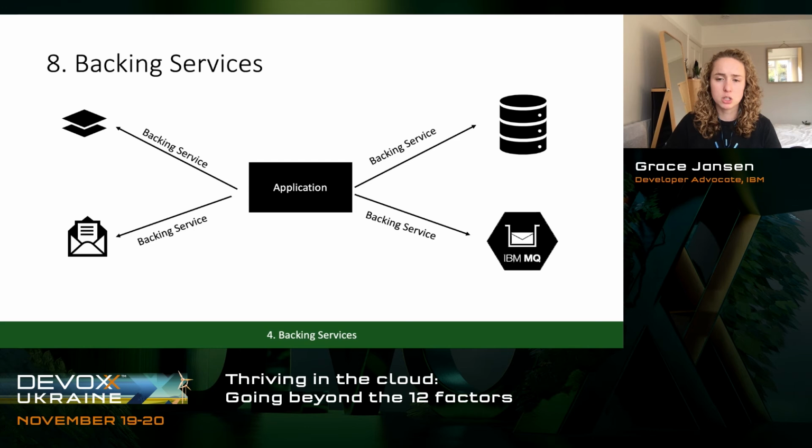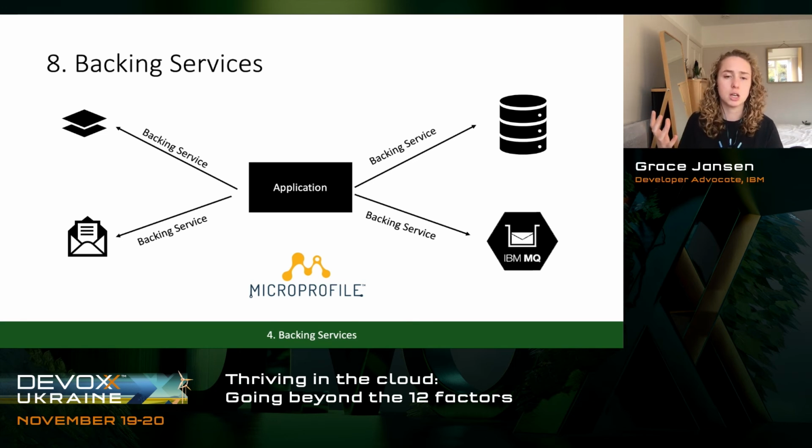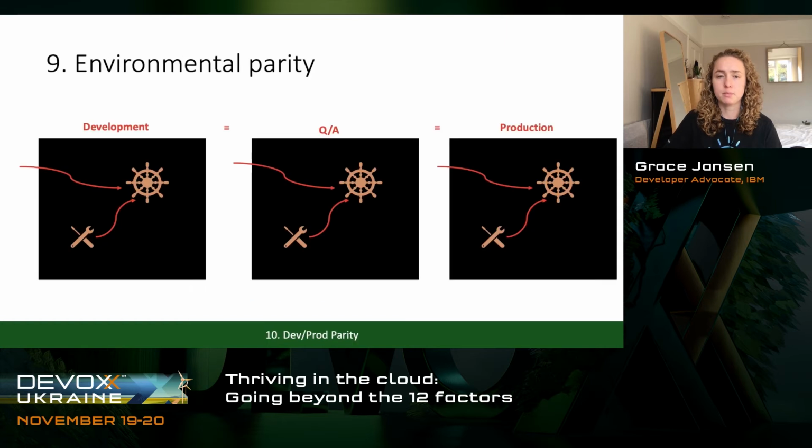So how can we do this? Well, we need to be treating backing services as attached resources, and we can use things like MicroProfile Config to help with this. As I mentioned, you can store things like the URLs in an application's config. By externalizing that from our application code using MicroProfile Config, nothing within our code needs to change if that backing service needs to change. So again, if you want to check out MicroProfile, go for it.